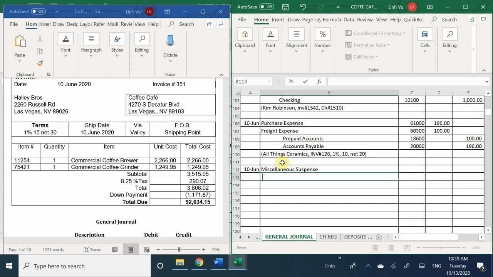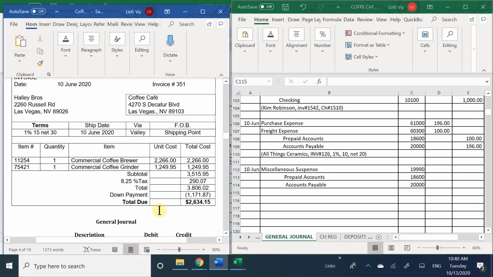Okay. I made note that I made a down payment, so I need to take out my prepaid accounts. And I also am going to owe this vendor afterwards. I'm not going to pay them now. I'm going to pay them later. So miscellaneous suspense should be $19,990. Prepaid should be $18,600. And my accounts payable should be $20,000.